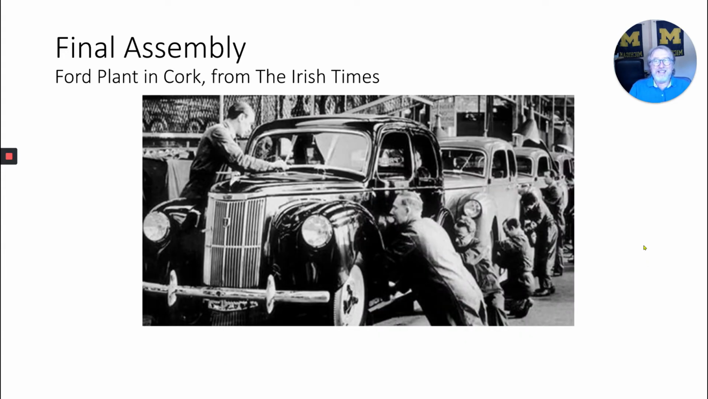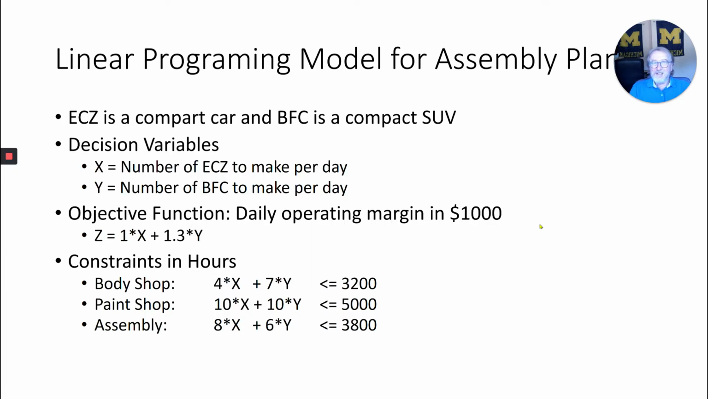This is the final assembly, a very old picture, obviously, of a Ford plant in Cork, Ireland. You can see the different workers putting on different components. This gentleman's putting on a windshield wiper. This guy down here is putting on a wheel. The same kind of thing happens today in assembly plants: after the chassis gets married to the subframes, the workers swarm along the cars as they go down the assembly line, adding different components at each workstation.